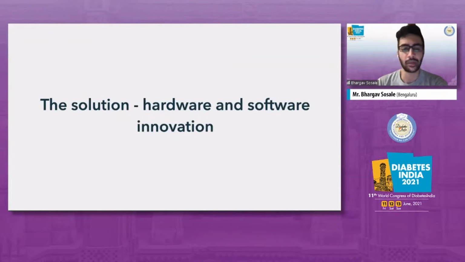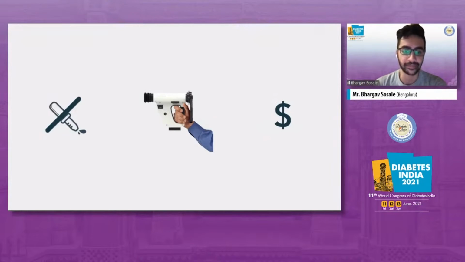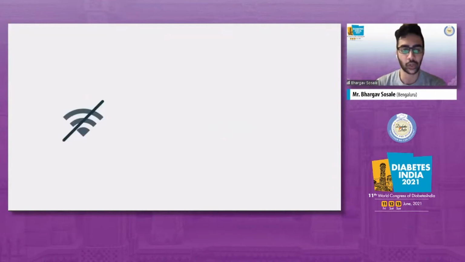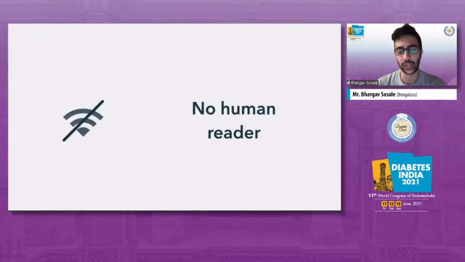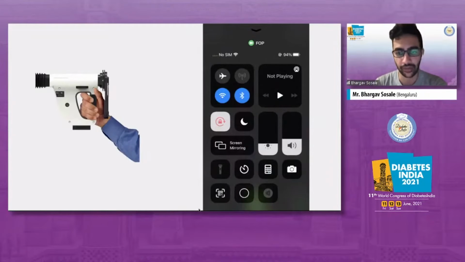So the solution to this problem is through hardware and software innovation. And I'd like to present one such solution today. It's a solution that does not require dilatation. It is handheld and completely portable, and it is cost effective and affordable. It uses AI to assist image capture and also automatically interpret the image of the retina. It does so without any internet connection and without any human readers required. It can be used by anyone. So this is a video I've got to present today.